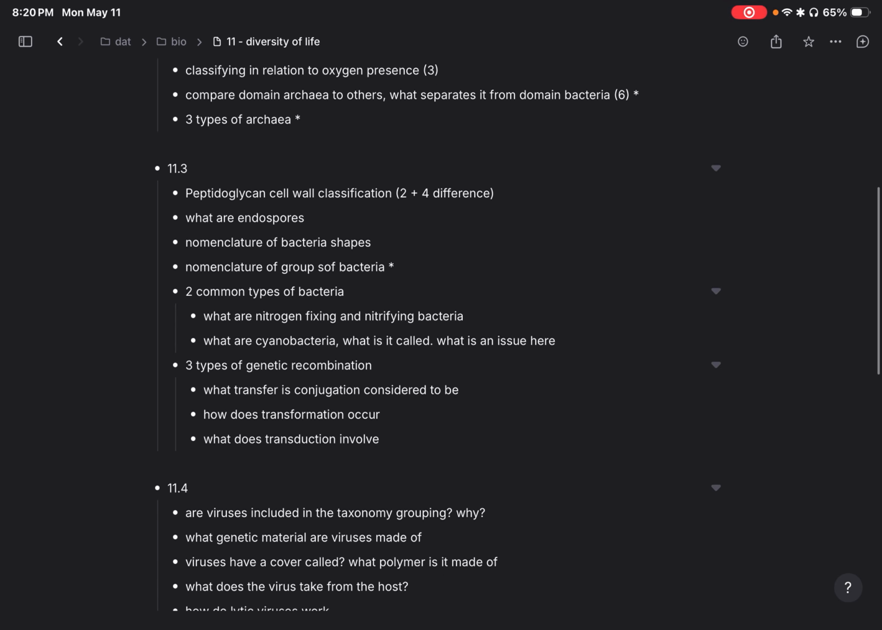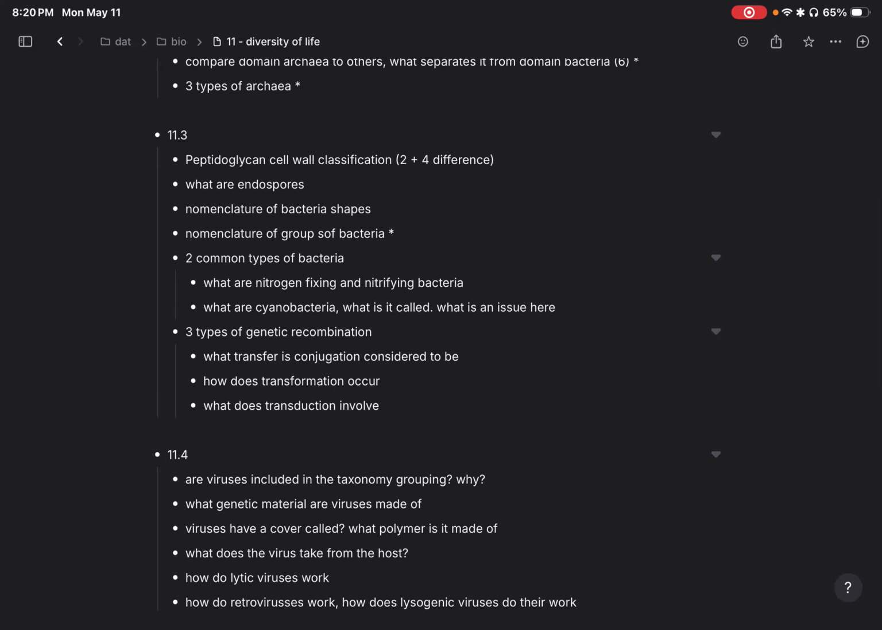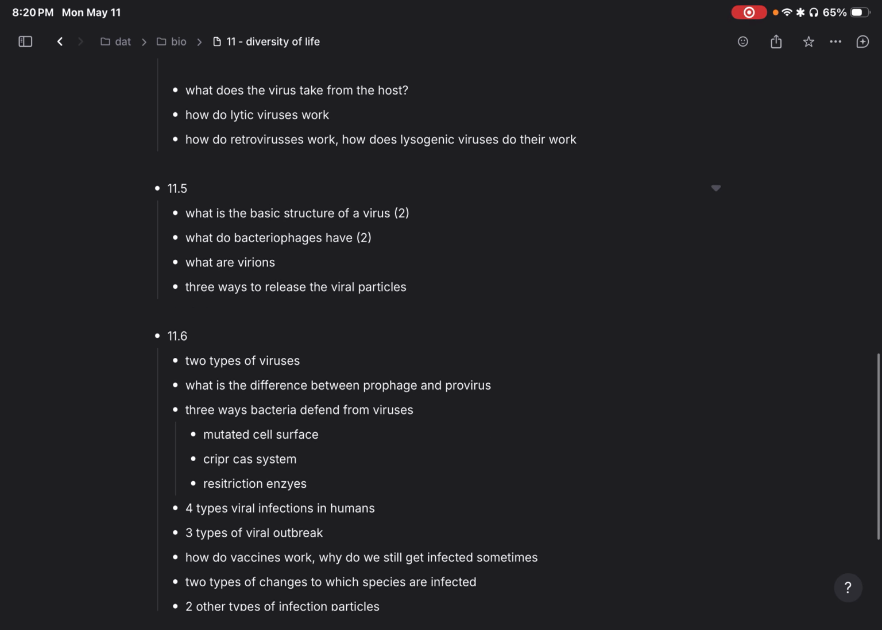So, what transfer is conjugation considered to be? Transfer of DNA, I guess. Horizontal transfer, I remember that. Okay, how does transformation occur? So transduction involves virus, right? Yep, and then transformation occurs with heat shocking or making the cell compatible so that it'll just take in the information. So yeah, okay, that's all. Okay, we're making progress, I guess.